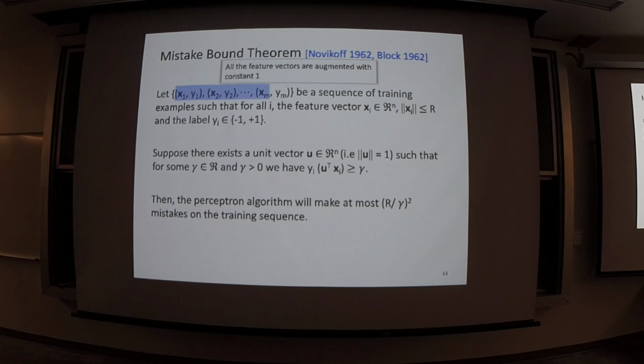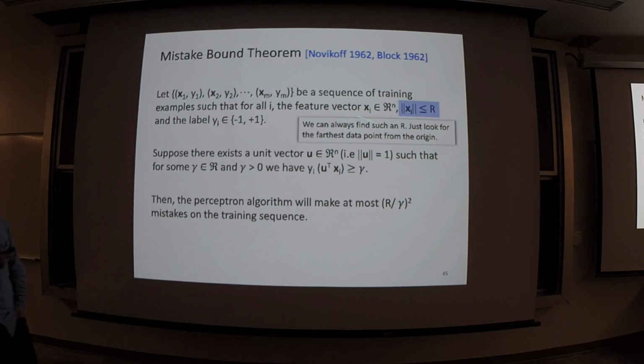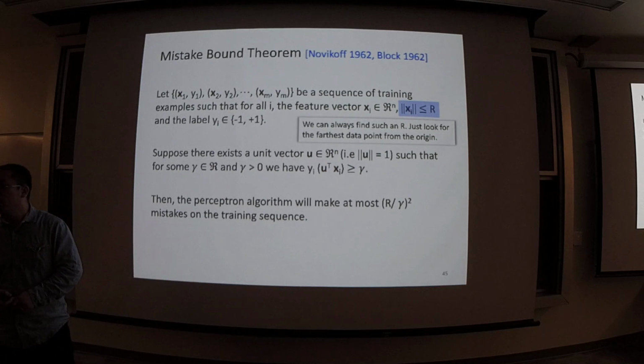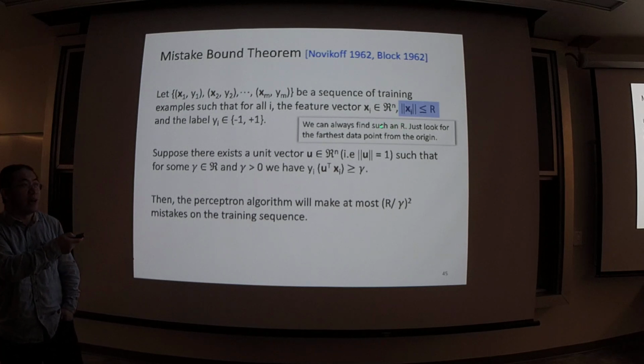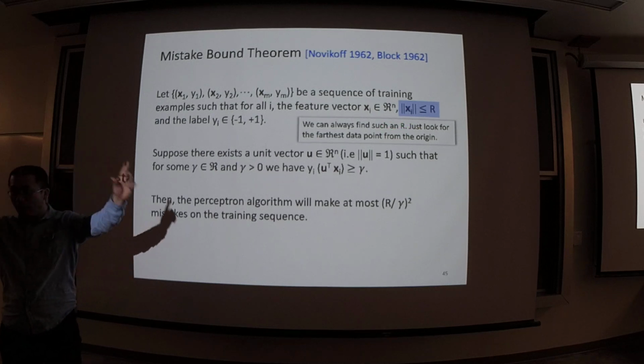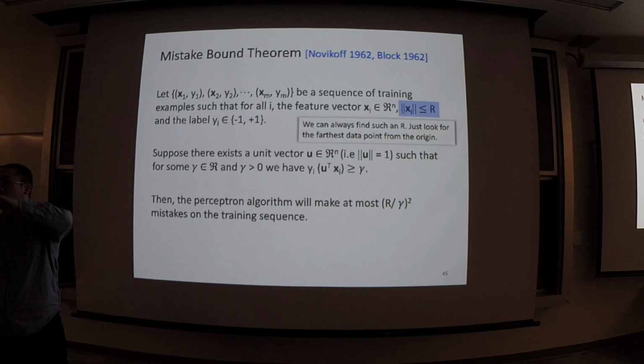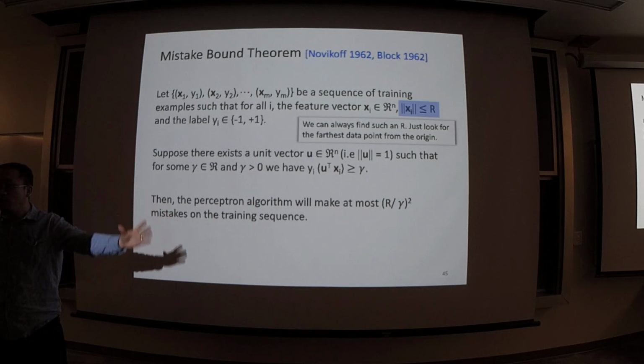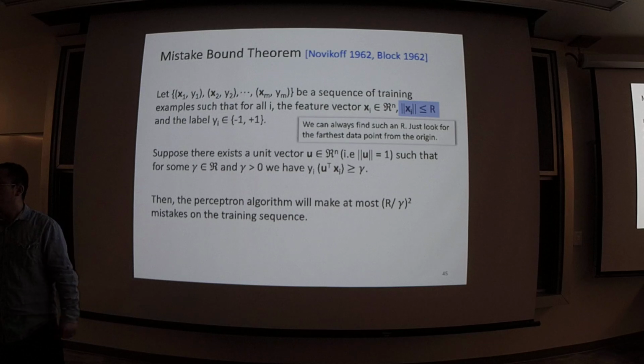So okay, a few subtle things I need to emphasize. First, all the feature vectors are augmented with constant 1. So be careful. And second, as long as our features are normal, like they do not contain weird values like infinity or negative infinity, we can always find such an upper bound R, right? You can imagine in an n-dimensional space, you have a ball which is large enough to cover all the training inputs, right?